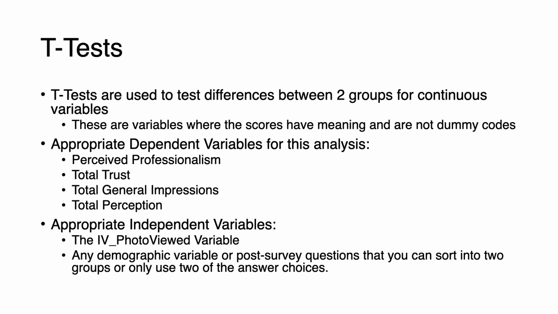You can also create a median split for age. Maybe you want to compare generational differences, to see if those who were younger than the mean age had a different attitude than those who were older. You can do that. I do include information on the SPSS how-to page on how to create new variables if you are interested in creating a new independent variable. However, please, again, make sure at least one of your analyses uses the IV photo viewed variable.